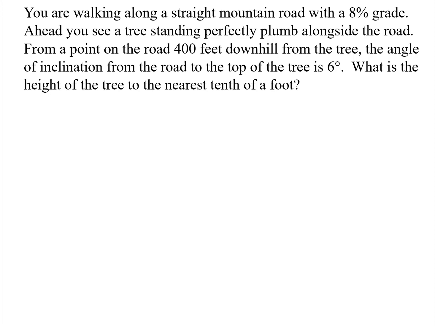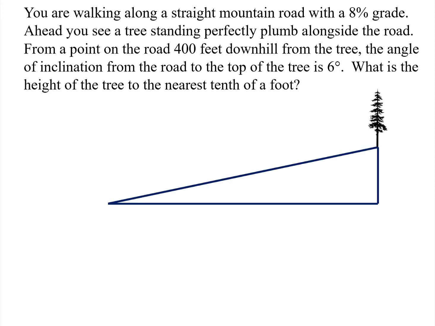Alright, so let's get a visual of this. Here we have our road with our inclination looking up at a tree, and plumb means it's perfectly square to the horizontal. So let's first figure out what we know by knowing that it's an 8% grade, and that's essentially telling us it's like rise over run. We go up 8 for every 100 over.